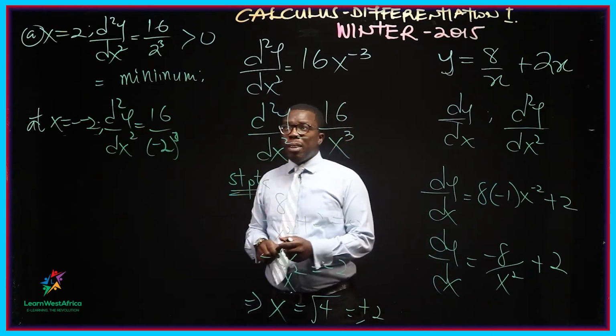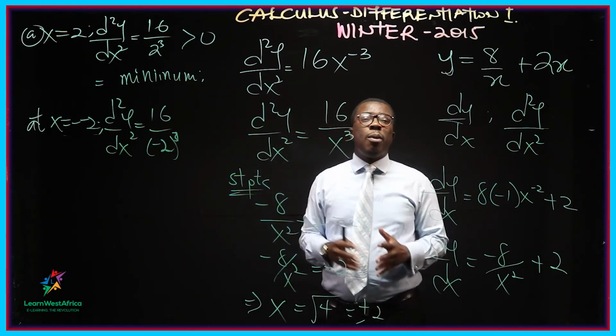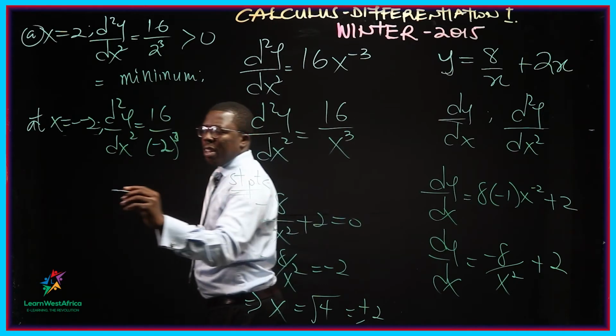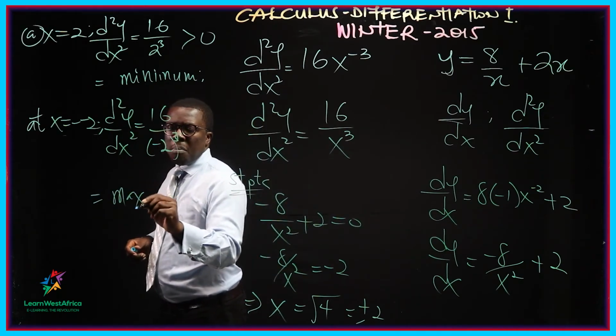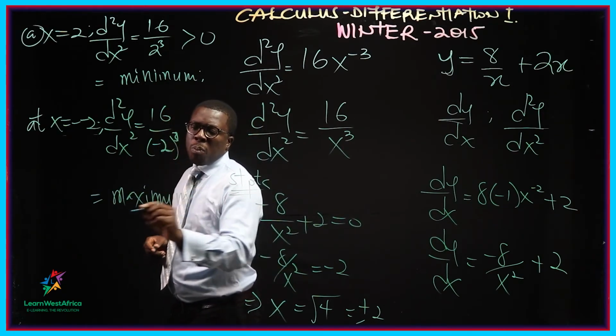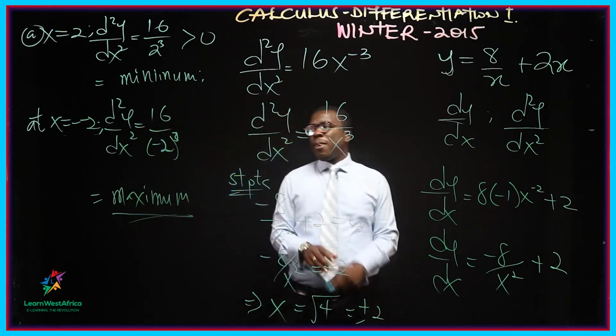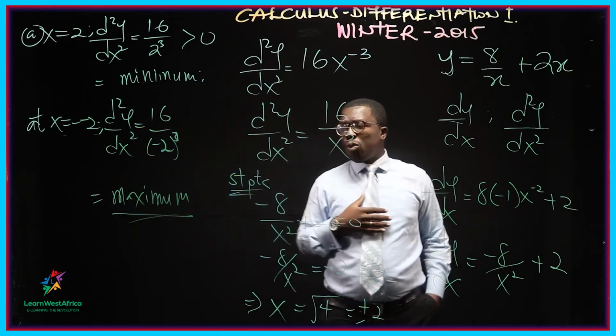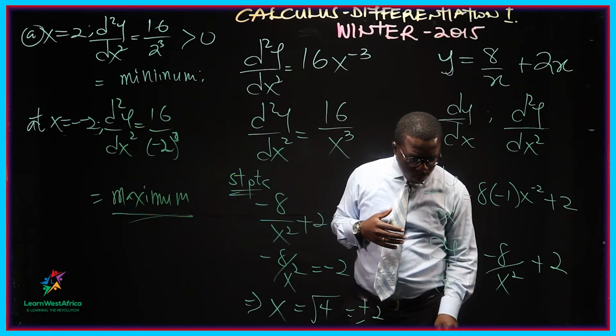And what does a negative mean? For a negative, it is less than 0, and therefore that is a maximum point. So we say at this point, it is what? Maximum. Okay, so our curve is minimum at x equal to 2, and it is maximum at x equal to -2.